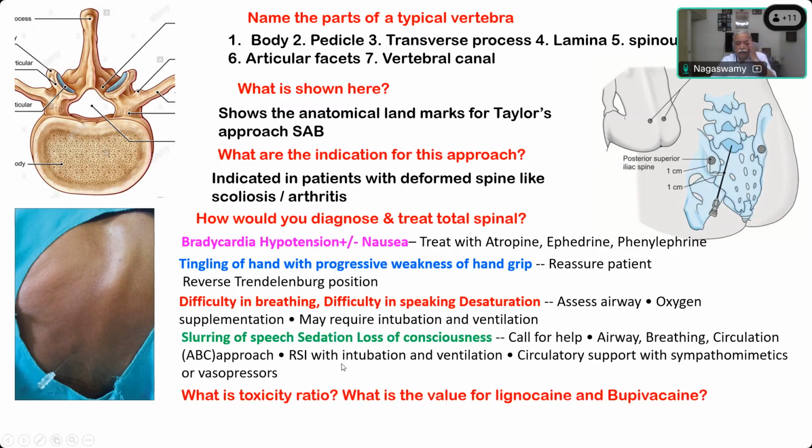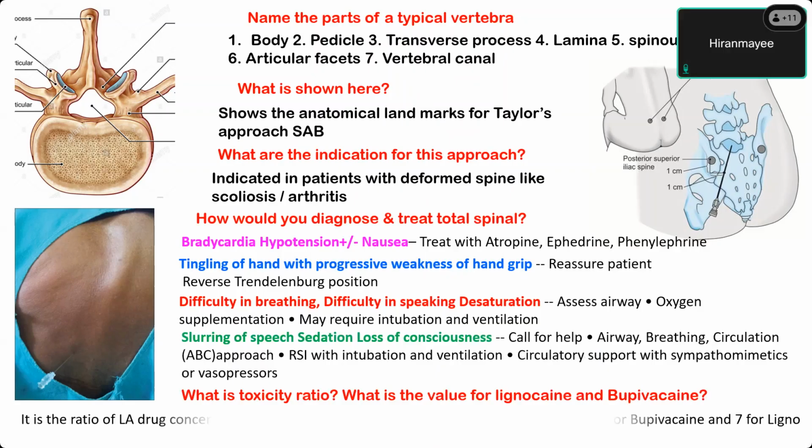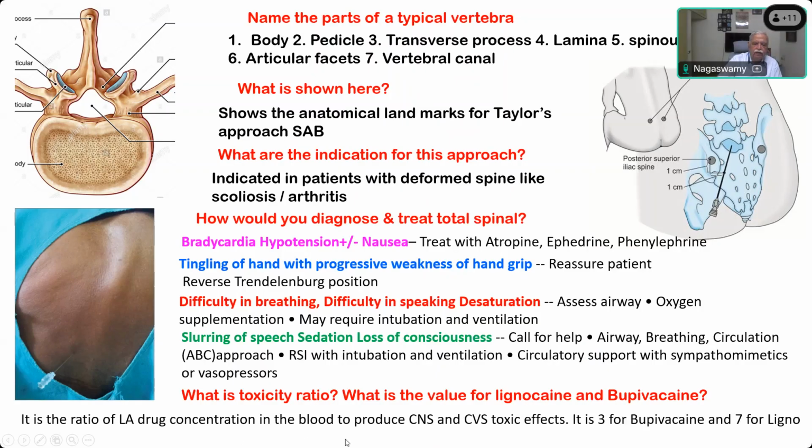What is toxicity ratio and what is its value for lignocaine and bupivacaine? It is the CNS by cardiovascular ratio, so it is a ratio of the LA drug concentration in blood producing CNS effects to CVS toxic effects. It is 3 for bupivacaine and 7 for lignocaine.